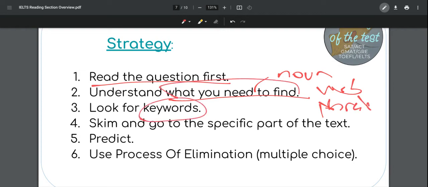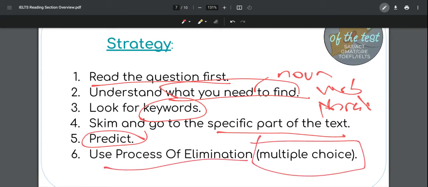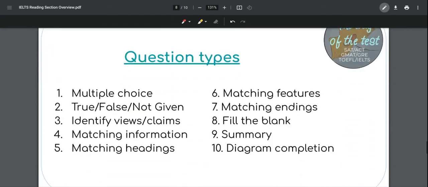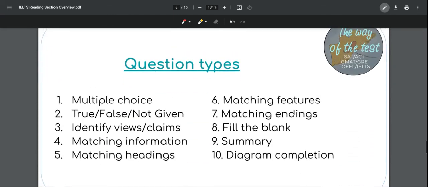Then we look for the keywords. We find the keywords in the question, and then we go to the specific part of the text that has that keyword, or maybe those specific parts. Maybe it's not just one part of the text, maybe there are 3 or 4 instances in the text that have that keyword. They're talking about the same thing. Then we're going to predict as a general strategy, and then we're going to use process of elimination for multiple choice questions. Again, this has its own video. Don't worry too much about it right now because we're going to see it in its specific videos, question by question. So these are all the question types that exist in the IELTS reading.